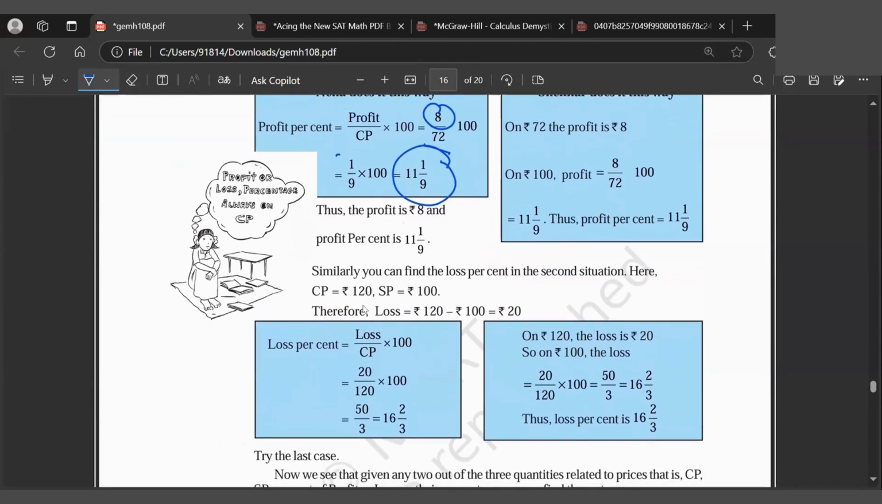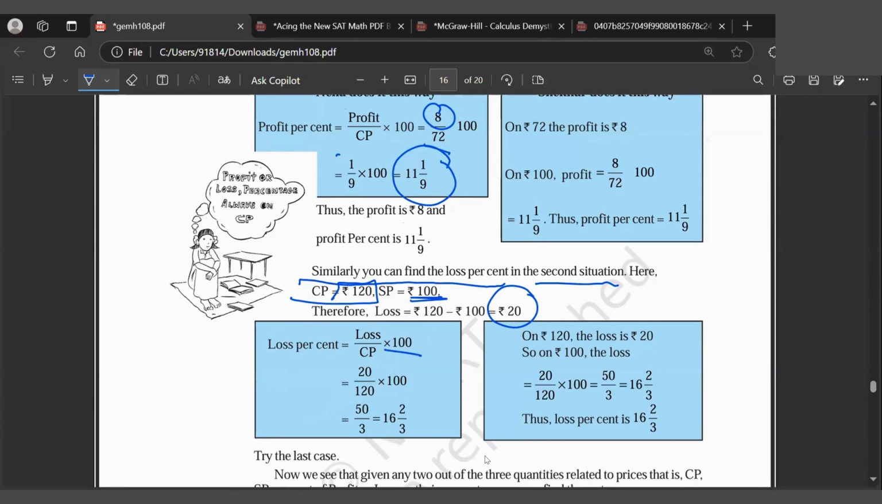We have another example here. Similarly, you can find the loss percentage in the second situation where the cost price is 120 and the selling price is 100. What is the loss here? 20 rupees. The same formula applies here for loss percentage: loss upon cost price into 100. The loss is 20, and the base amount is 120, into 100.